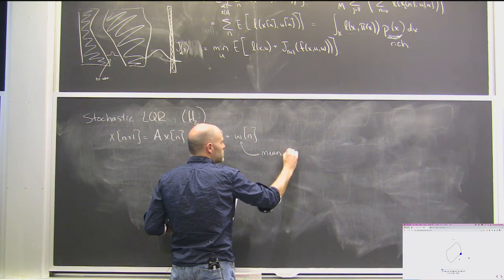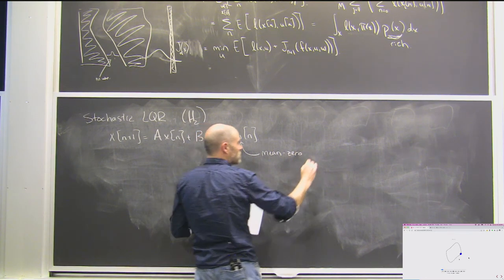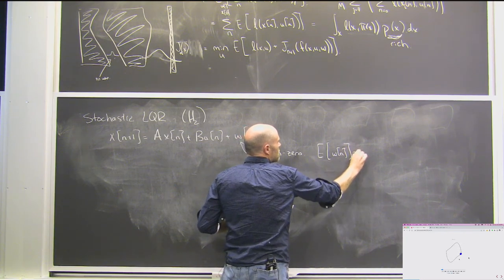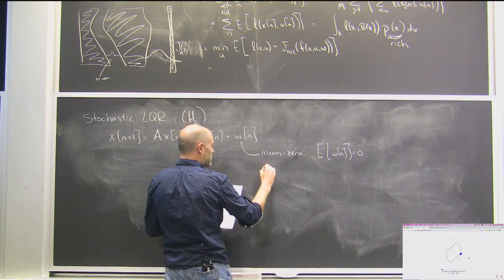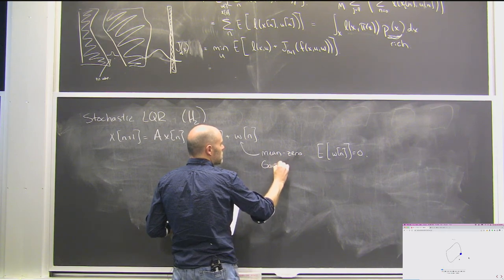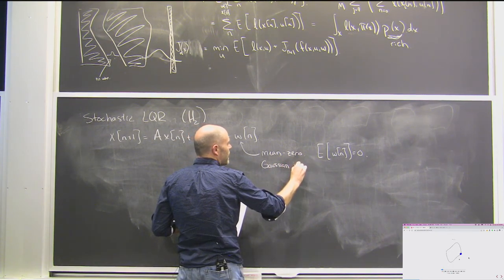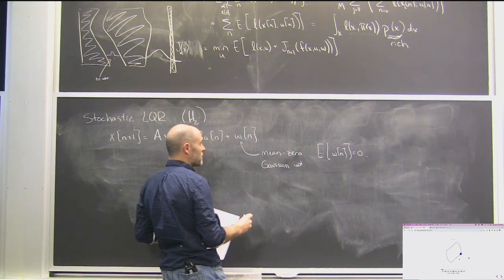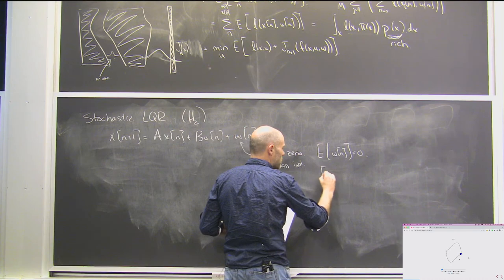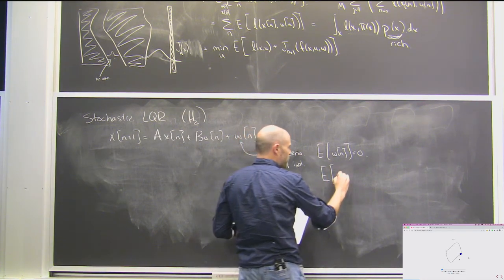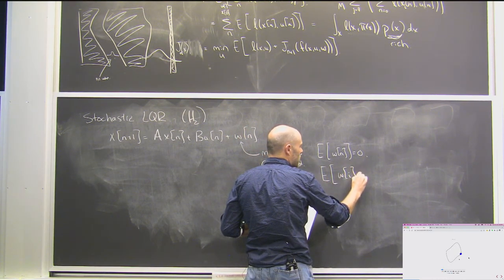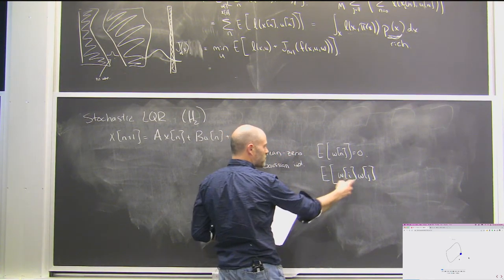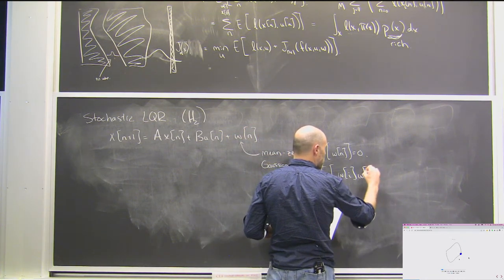I want this to be mean zero. So the expected value of Wn equals zero. And then it's a Gaussian IID, which means that in our expected value notation here, Wi times Wj, that can be an outer product in general.